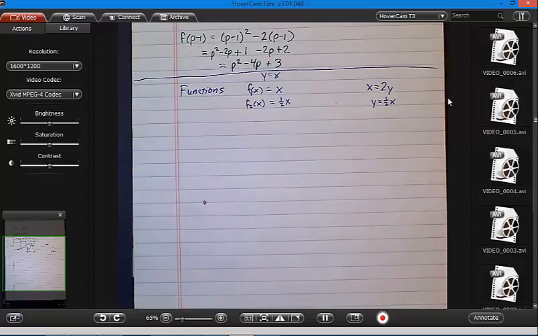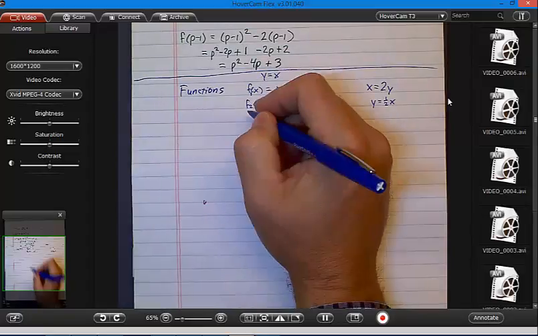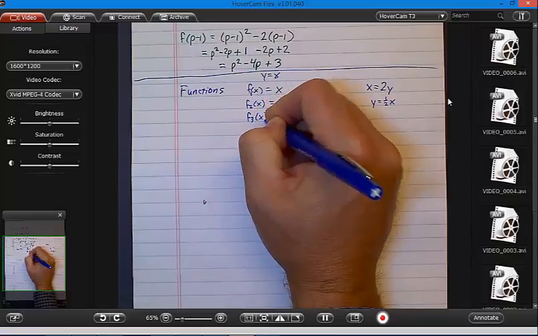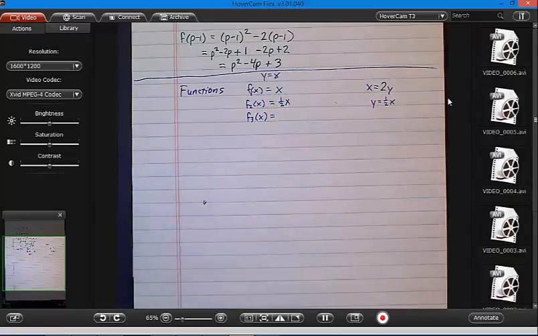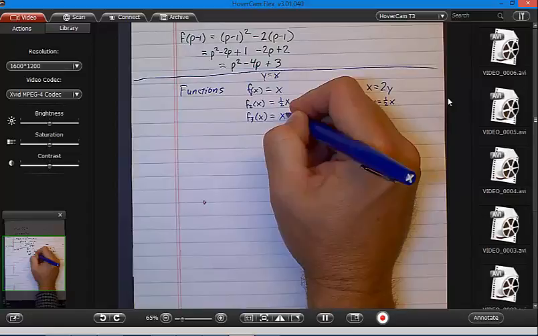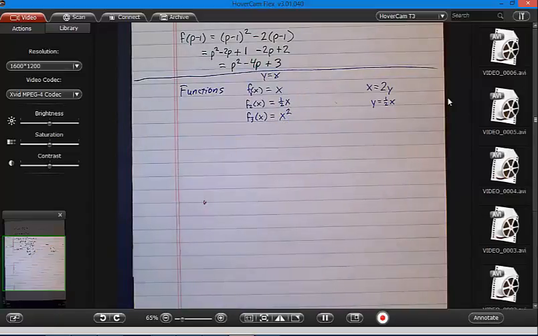Mike, give me a function of some kind. X squared. How is Mike's function different from the first two? If you graphed it, what would you have? A parabola, right? It's a nonlinear function. So we start off learning about lines, and then we learn about nonlinear functions. So far, all of these functions are polynomials.